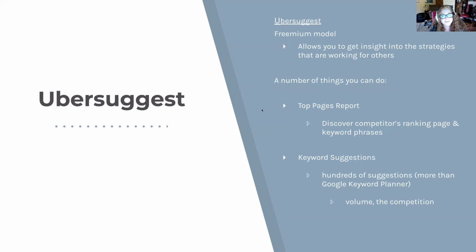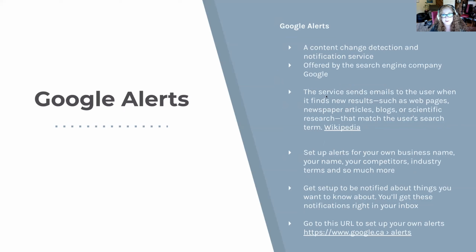Ubersuggest is a keyword finding tool. It's okay. It gives you volume and competition, which is the only reason I'm really interested in it. It will probably become more important over time. Neil Patel is not going anywhere, and he does have some good insights. And then Google Alerts, which I'm a huge fan of.